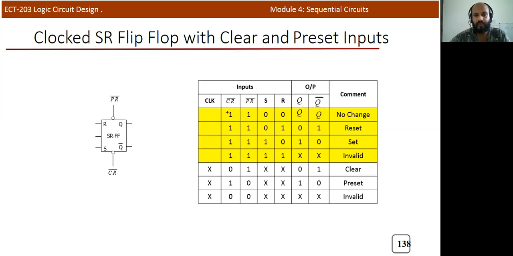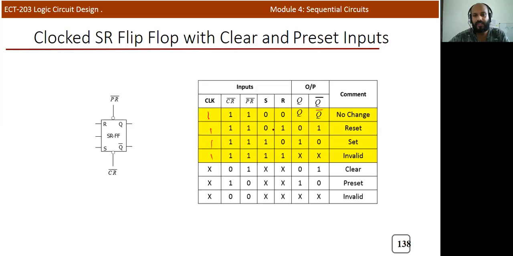If both clear and preset signals are high, 1 1, it is the normal case because it's an active low signal. The first 4 cases show the normal operation of the flip-flop. So when you apply the clock signal, let it be 1, it will operate as a normal SR flip-flop. For 0 0 the output is Q, so it will be Q itself.